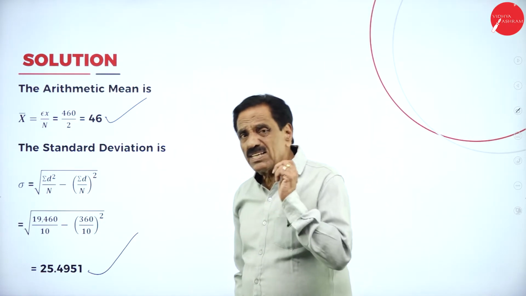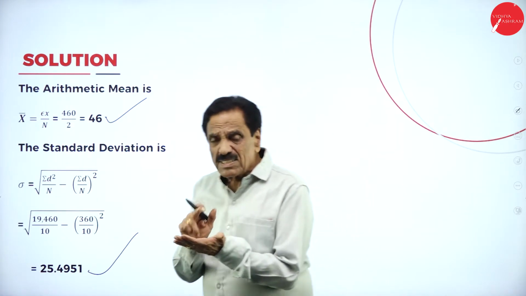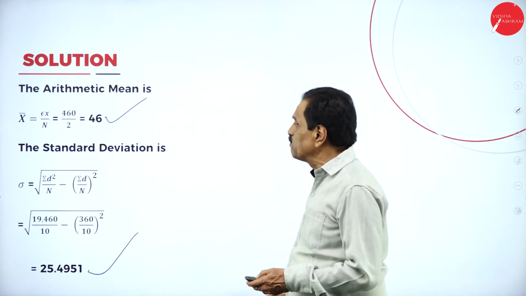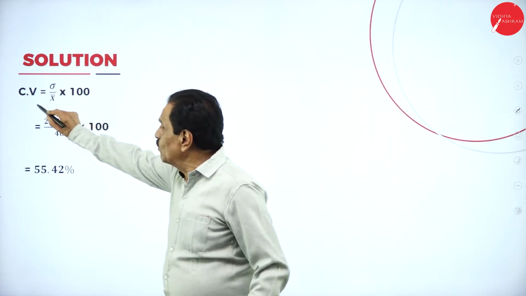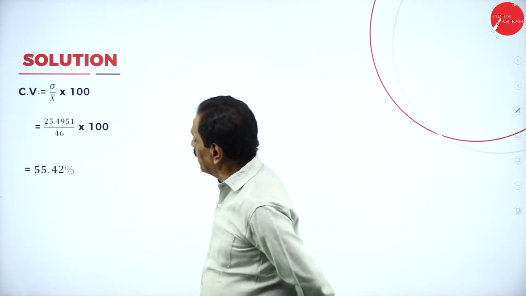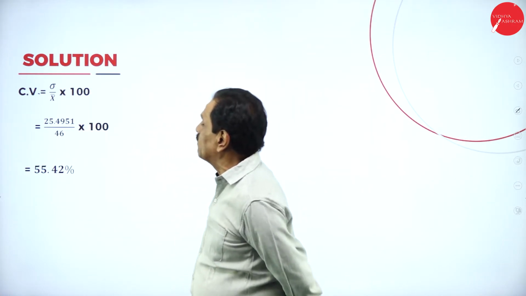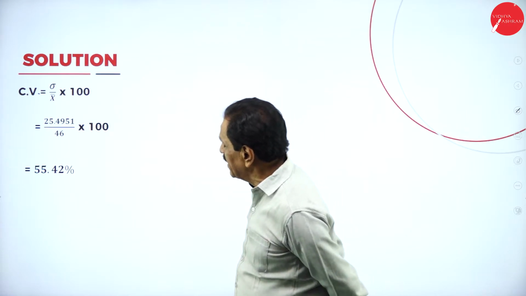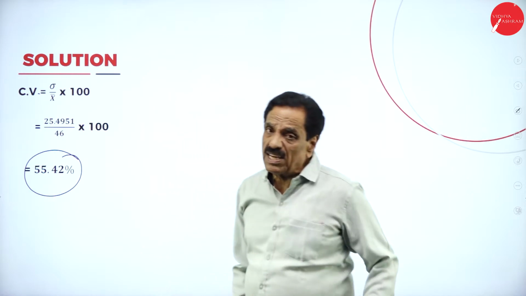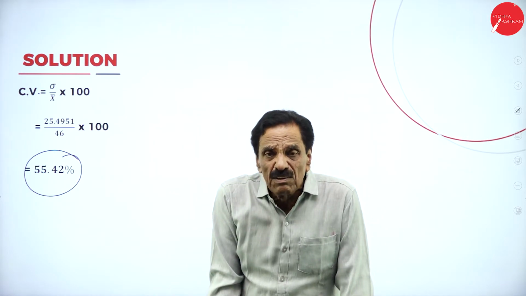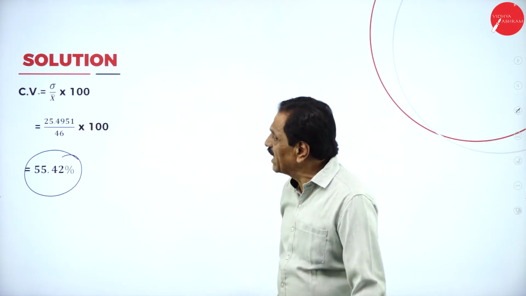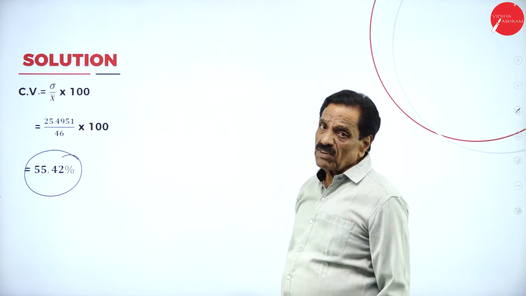Now, what is the coefficient of variation? Standard deviation divided by mean into 100 for player X. Apply. CV, coefficient of variation, is equal to standard deviation divided by mean into 100. 25.4951 divided by 46. It will come 55.42% variation. This goes in favor of X.